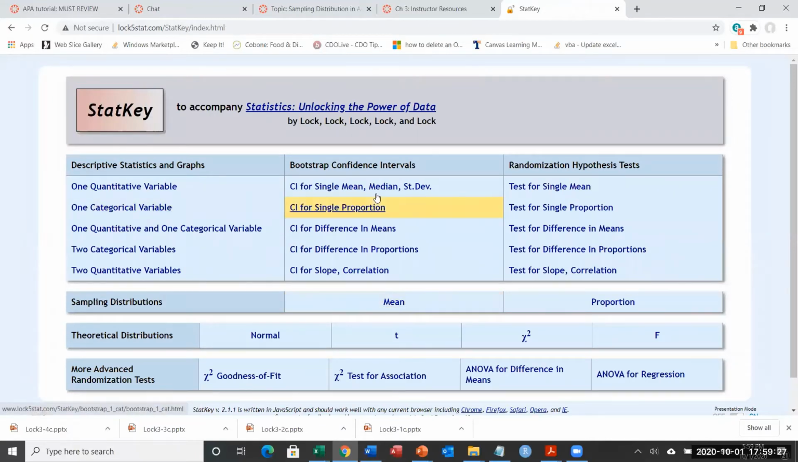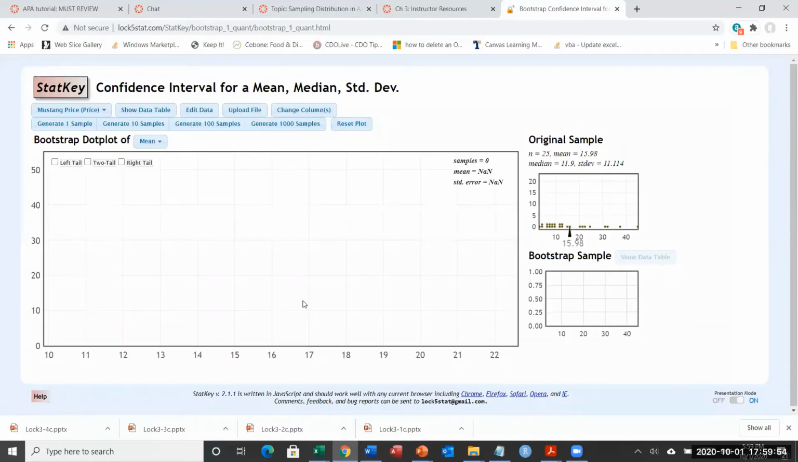Instead, I will come here. Remember, this section is for the confidence intervals, and this section is for hypothesis testing. That's our next topic. Now, quickly going through the bootstrap sampling, how to do that, and how we can fit the confidence interval into that also. We'll go for the first one, confidence interval for single mean, median, standard deviation. I'll click on that. Here we are.